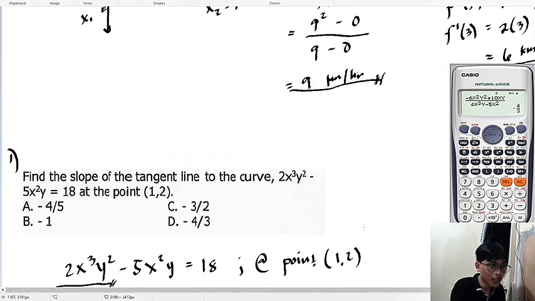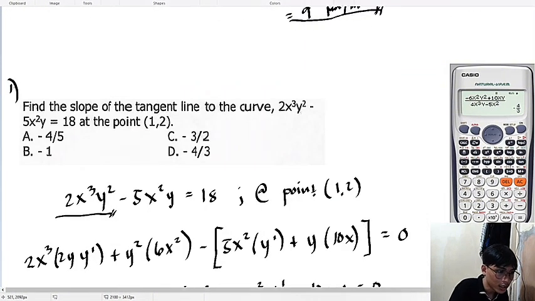So do you see it? So the answer is letter D. Okay, so simply, the slope of the tangent line is the first derivative of your function, then substitute the given point.